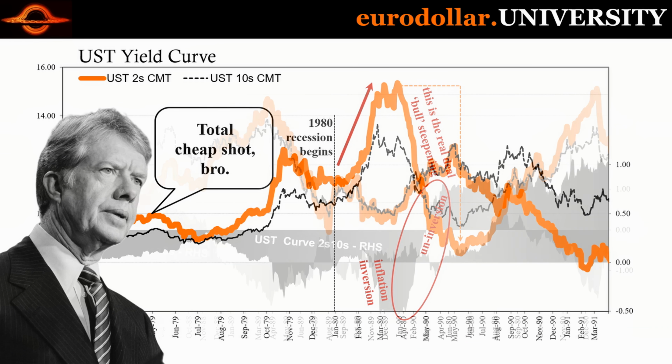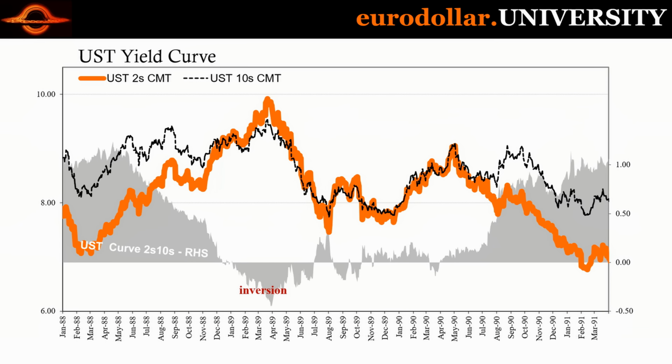Now, the weird case is the 1989-1990 case, where you have inversion in the 2s10s all the way back in January 89. It briefly uninverts in July 1989. Then it reinverts in August and September, then it uninverts in October but stays close to zero. Then it reinverts in March of 1990, and then only to uninvert in the bull steepening case, the final bull steepening case, just before the S&L recession of 1990.